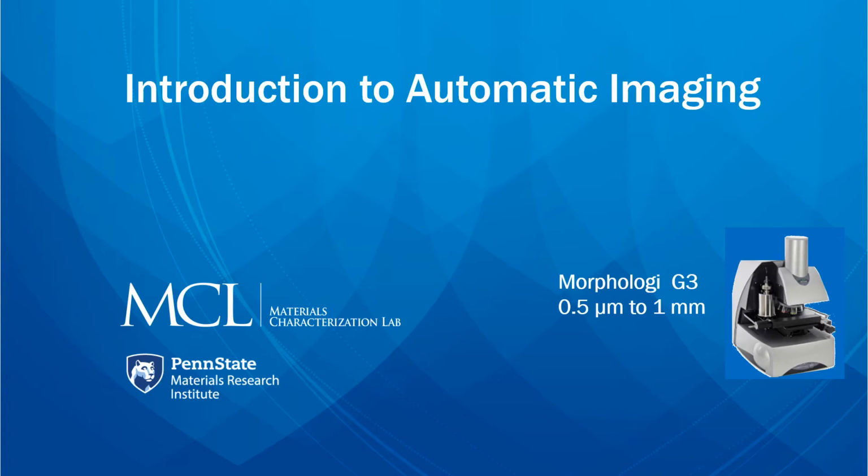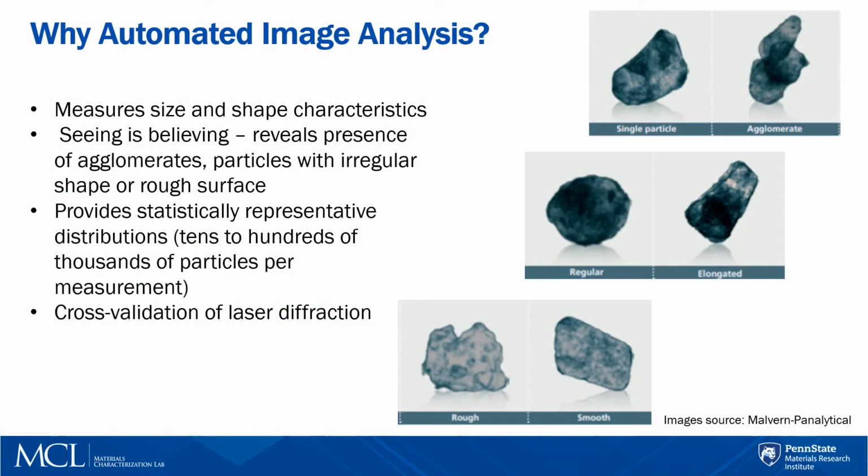This video will give you an introduction to the automated imaging technique to measure particle size and shape. Automated imaging determines particle size, shape, and other physical properties such as transparency. This technique allows us to see each particle in detail to reveal the presence of agglomerates and particles with irregular shape or rough surface. We can also get statistically representative size distributions because thousands of particles are obtained in one measurement.